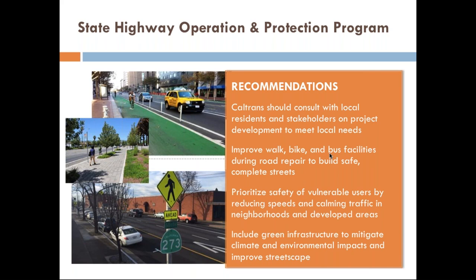Safety is, of course, paramount, and that is one of the goals of this program, but we think safety should put a priority on vulnerable users, people walking and biking, young folks, elderly folks, people who are going to be more vulnerable in the road space. And some key ways to do that is reducing speeds and calming traffic, particularly in our neighborhoods. And then finally, this is another thing, as I mentioned, that there is some supportive language in SB1, but we want to make sure that there is an inclusion of green infrastructure that helps to mitigate climate impacts and heat island effect and other environmental impacts on these streets as they're being repaired, so they're more comfortable for folks to travel by walking and biking.